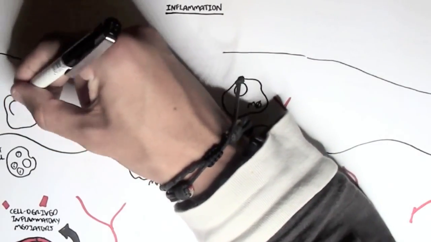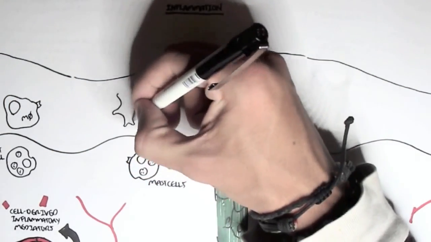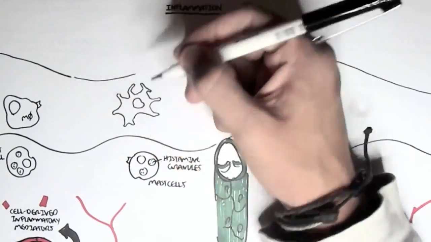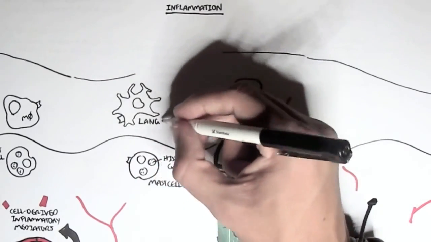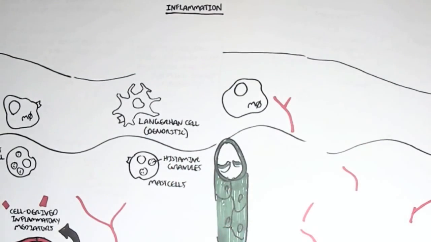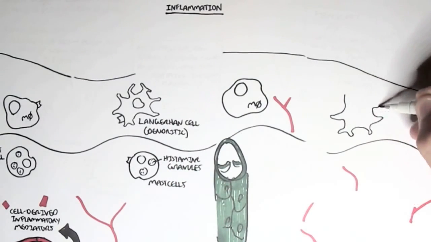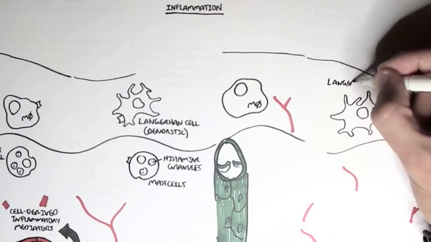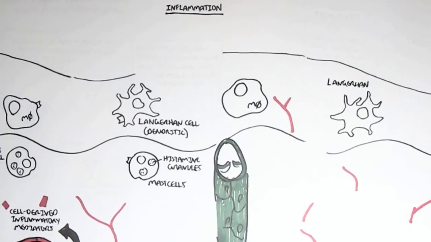Other cells we find around this tissue are phagocytes, tissue macrophages, for example, as well as dendritic cells. Because we're talking about the skin, these dendritic cells are known as Langerhans cells. And they're all around here.